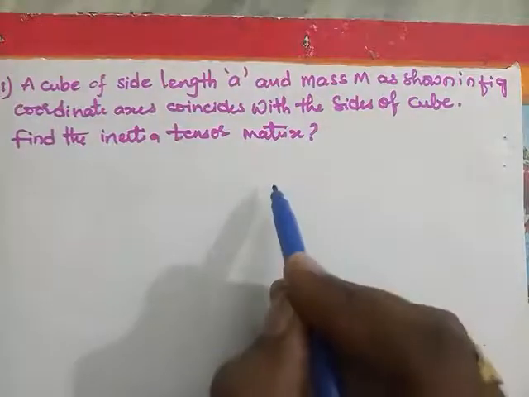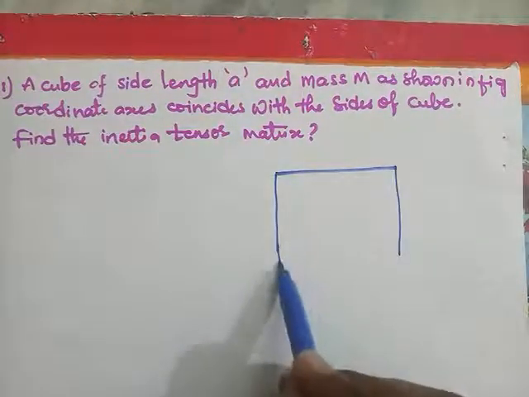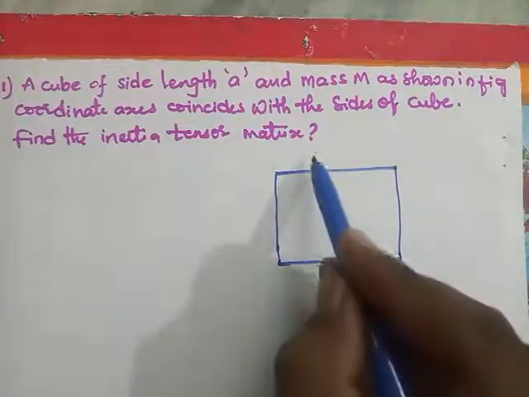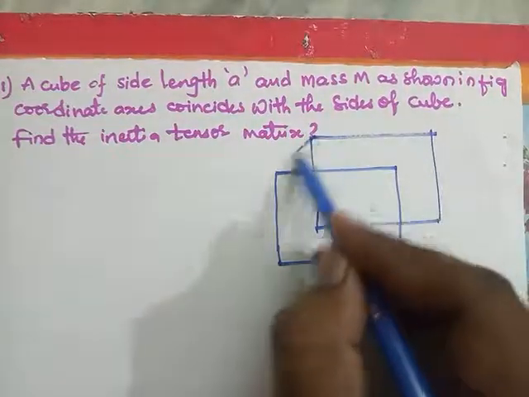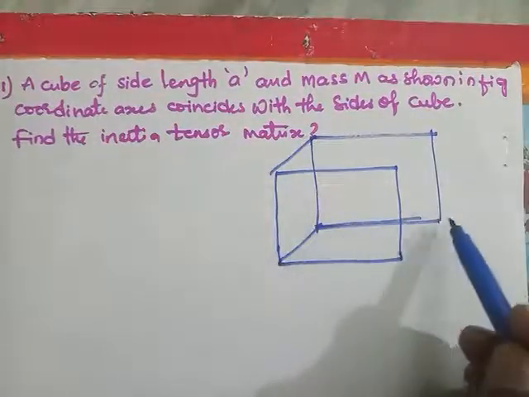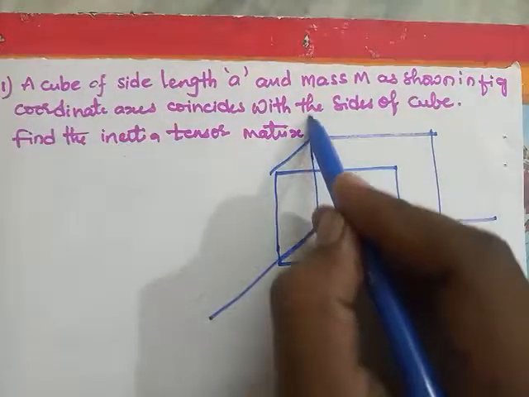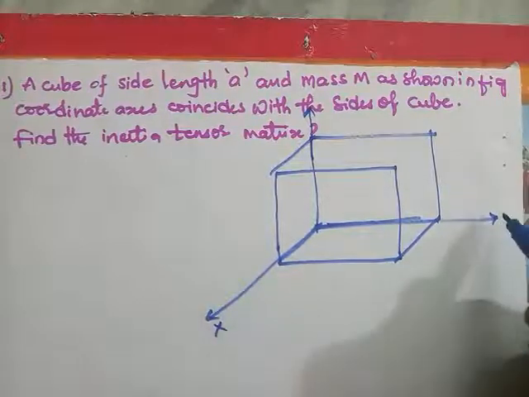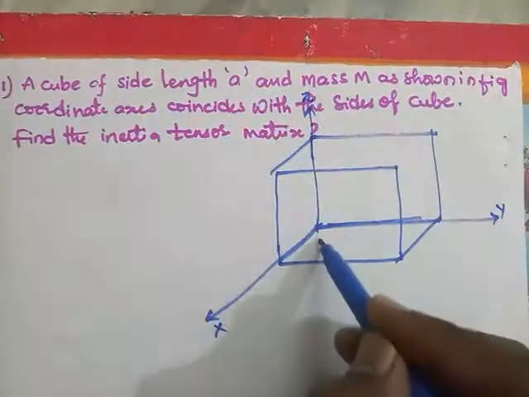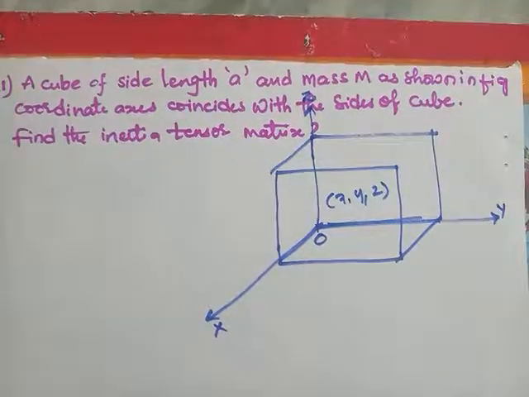Now let us take here a cube. Here I am taking a cube. So these axes coincide with the sides of the cube. Now what I am assuming is this is the x axis, y axis, z axis. This is O, and here x, y, z coordinates I am assuming. Now let us see here.